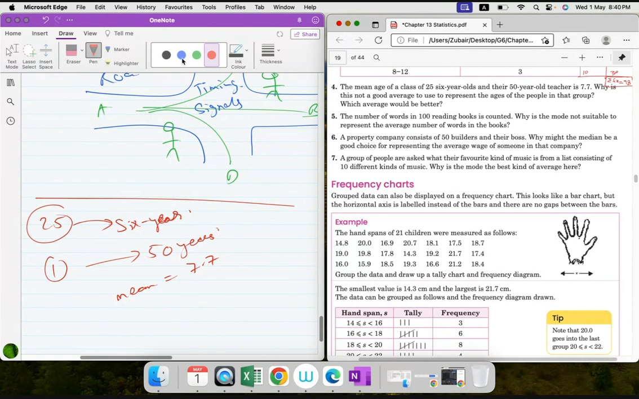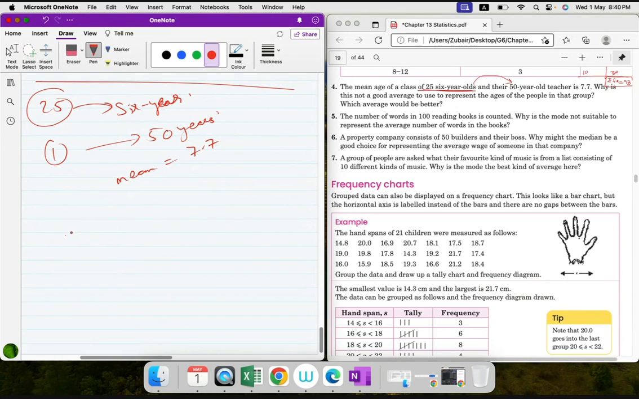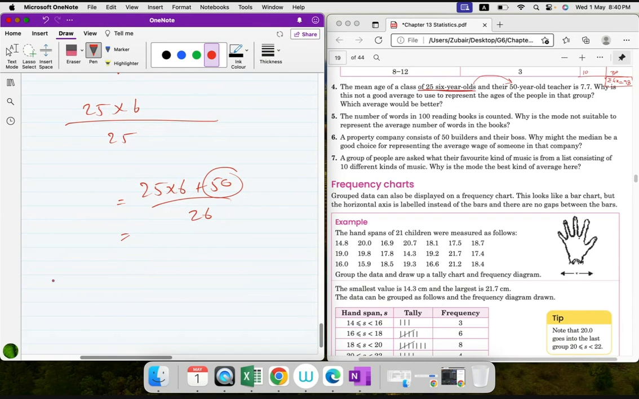What do you think? All the students are basically 6 years old. Yes. So if we add the 50-year-old, the average increases, yes. Because previously it would have been 25 into 6 divided by 25, but now it is 25 into 6 plus 50 divided by 26. So 50 is a very large number compared to those 6-year-olds.